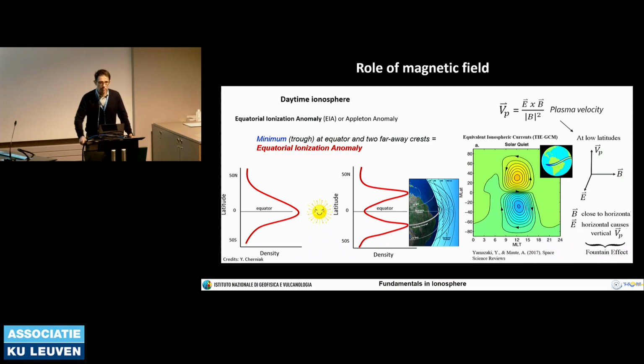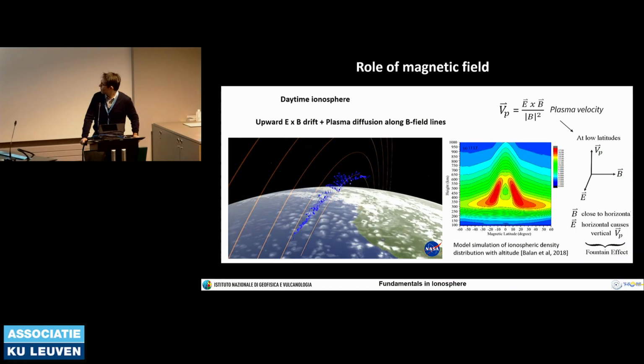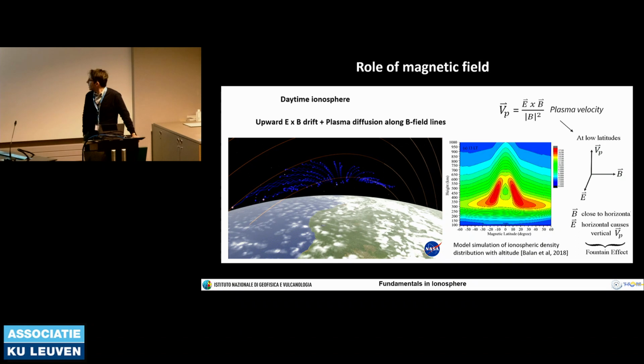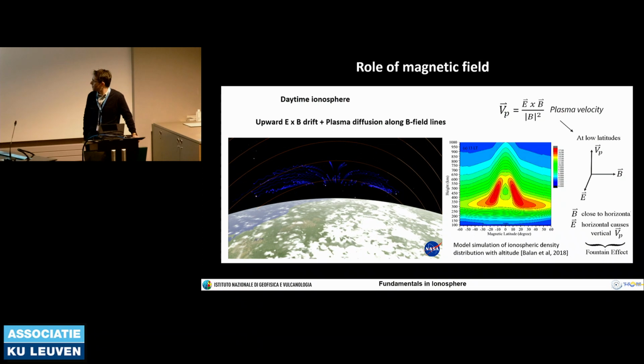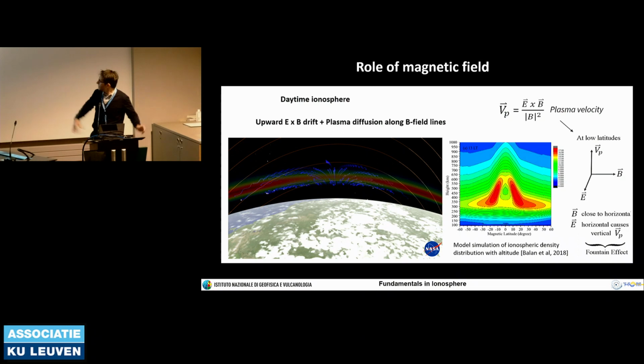In this case, there is a pushing up of the ionospheric plasma that tends to get down off the magnetic field line, creating these two peaks of ionization, which are called the crests of the equatorial anomaly. And you may see here a model simulation of the ionospheric density as a function of the altitude, reported in this nice review paper by Nandan Balan, published five years and a half ago. And you will see this excess of plasma located around 15-20 degrees off the magnetic equator.